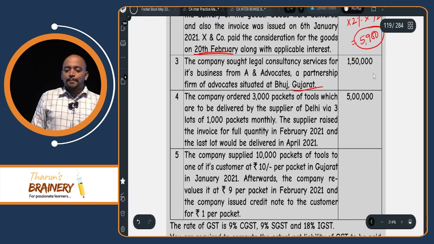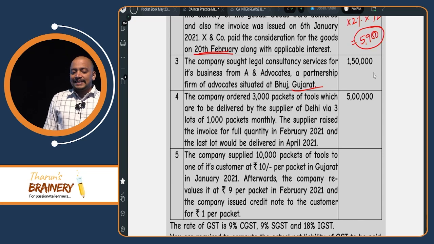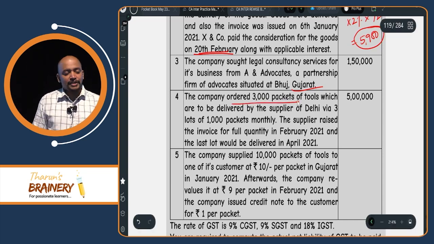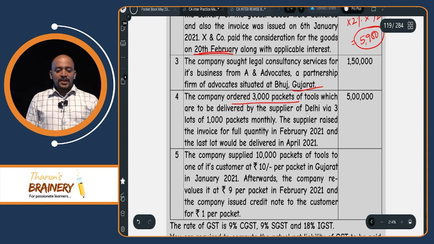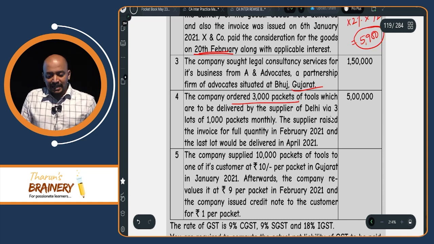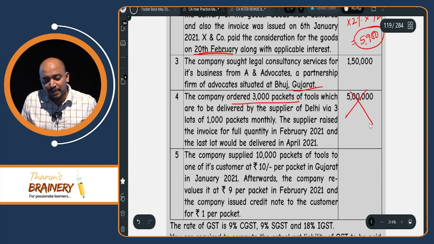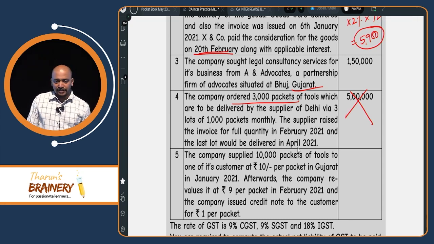Then the company ordered 3,000 packets of tools which are to be delivered by the supplier of Delhi. This is an inward supply, which is to be delivered via 3 lots of 1,000 packets monthly. The supplier raised the invoice for the full quantity in February and the last lot is delivered in April. Can we take ITC in this month? No. Right now we are computing for February. So in February we cannot take ITC with respect to that.